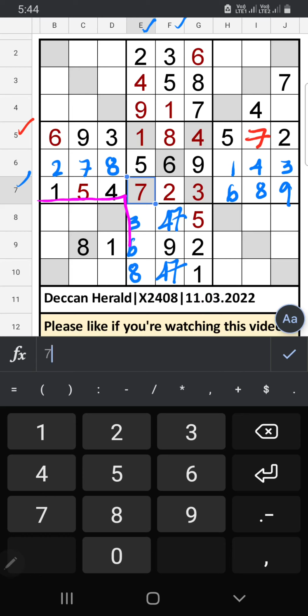Seventh grade, we have 1. So 1 can't come in these cells. Fourth row also, we have 1. So 1 can't come in these cells. 1 will come in any one of the cells. We will confirm later.